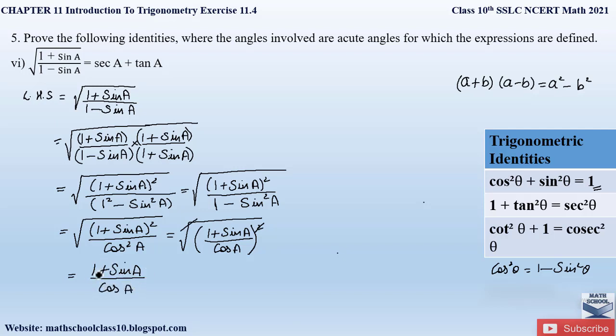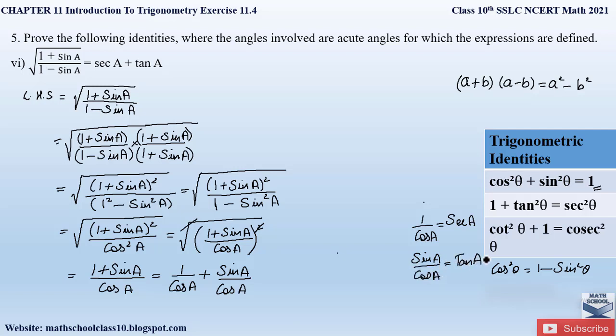So since in the numerator we have a plus sign, we can also write this as 1 by cos A plus sine A by cos A, right? Because the denominator is common, that is cos A. So now what is 1 by cos A? 1 by cos A is equal to secant A, and sine A by cos A is equal to tan A.